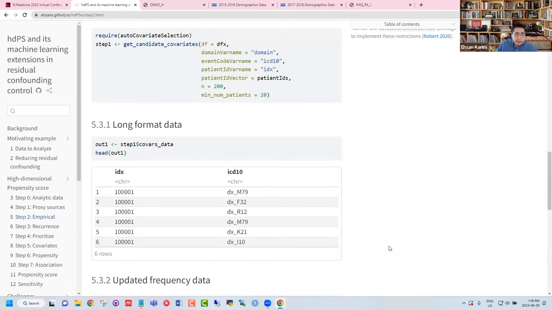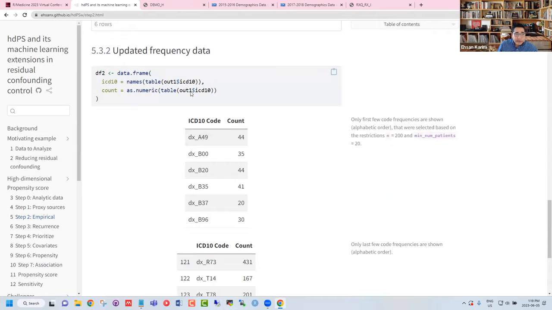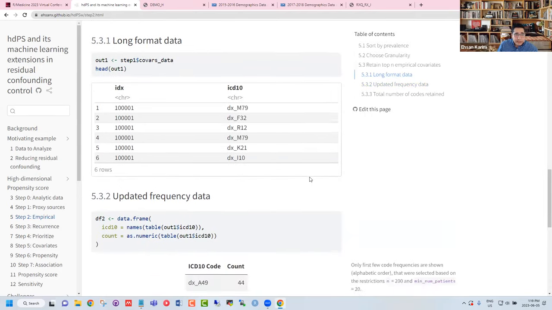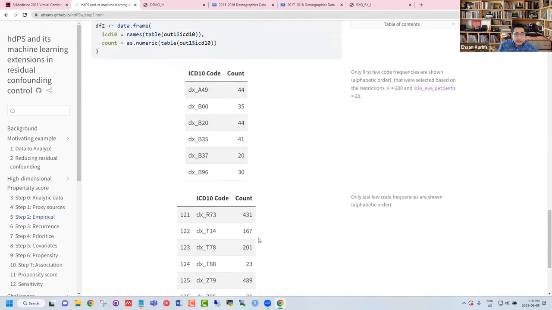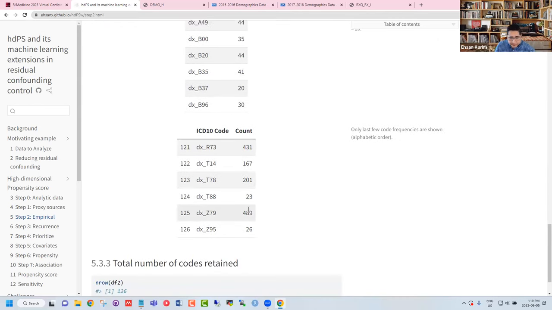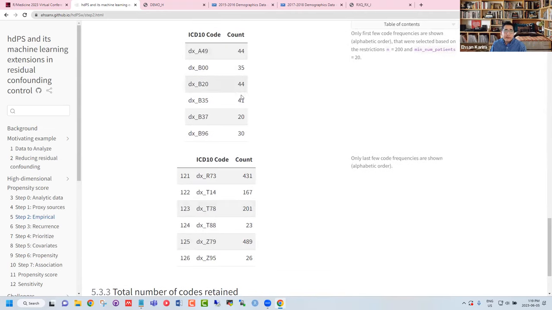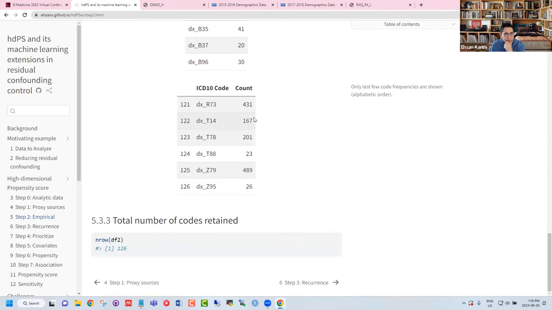All right, so in the long format data, I named this dimension DX because it was coming from the diseases that were measured based on which medications they were taking, and these are the three-digit ICD codes that were collected. In terms of the updated frequency after imposing this minimum of 20, you can see the top and the tail observations, and there are no frequencies that are less than 20. That is a clever way of dealing with this numerical instability problem.